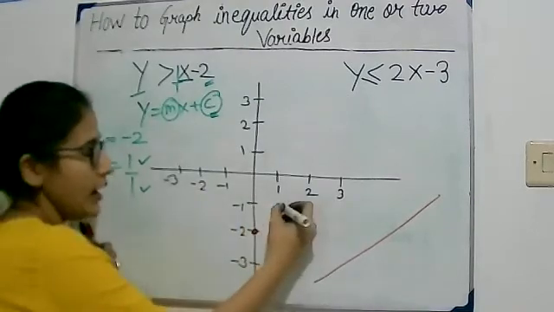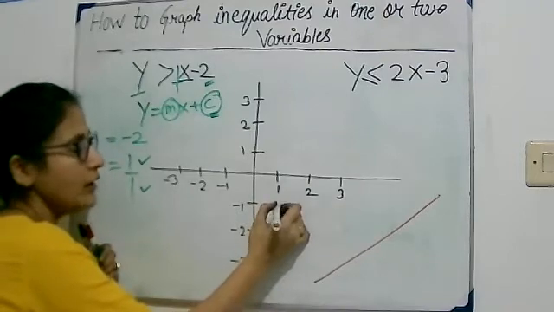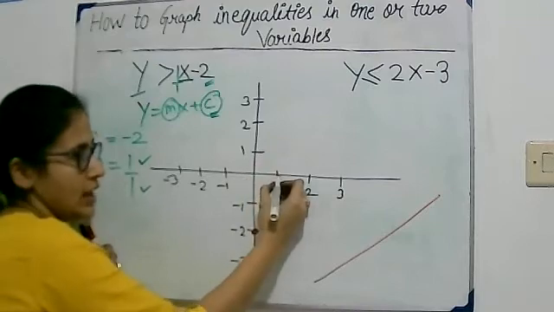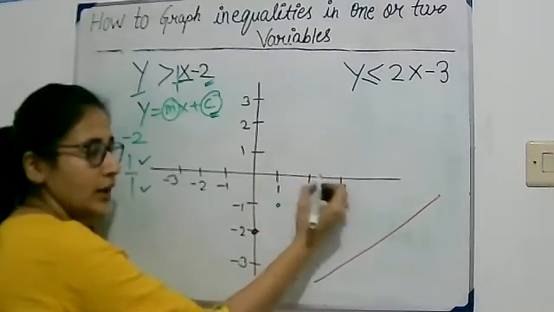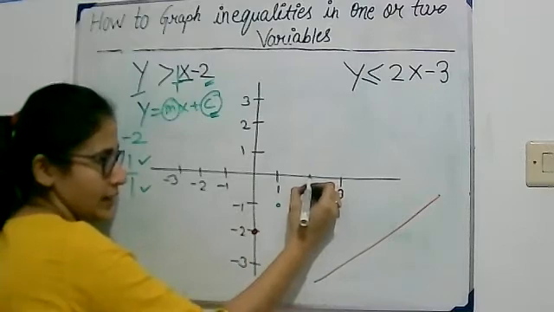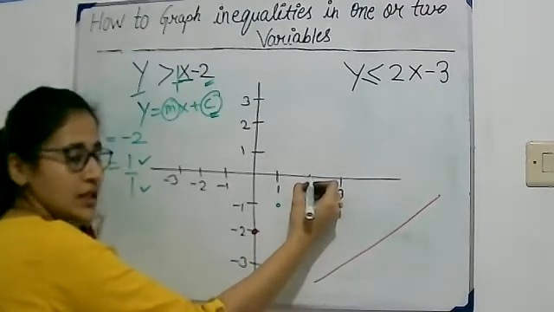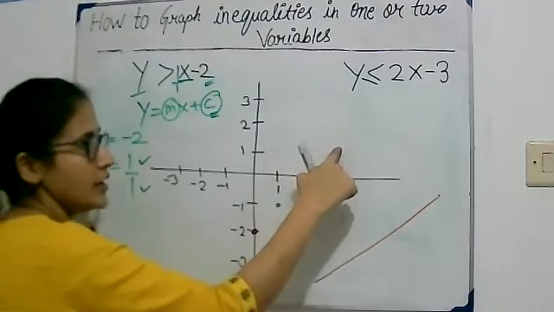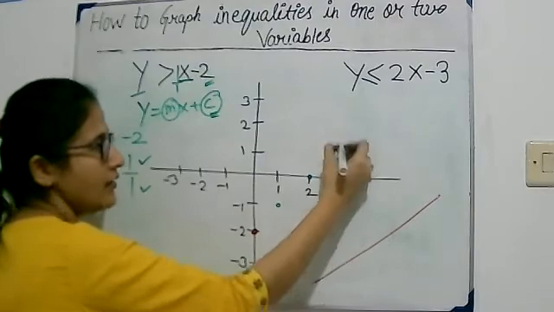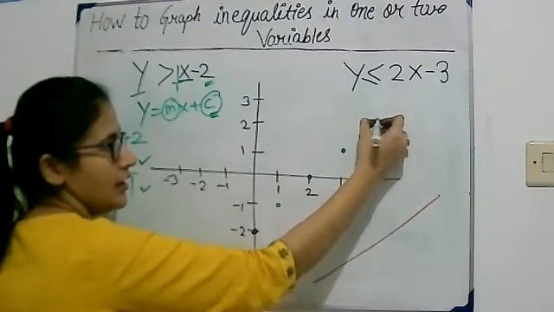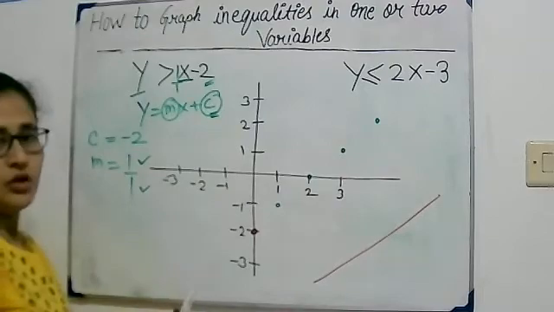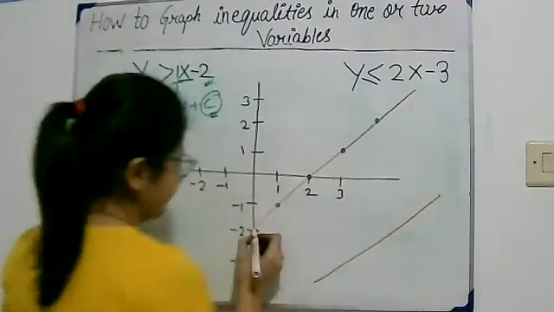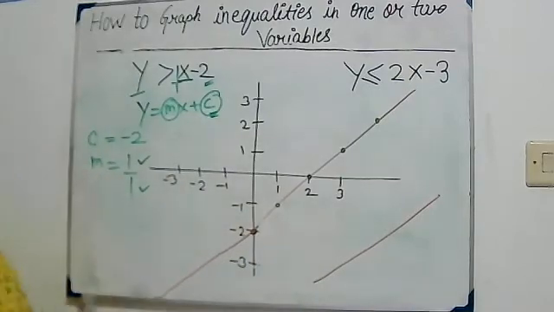Second point: again from this point, go 1 unit upward, that is rise. Then run is 1 unit to the right on the x-axis. Again we will see, so this is the point. From this point, rise is 1, run is 1. Again rise 1, run will be here. So now we have points to draw the line. So this is the line.